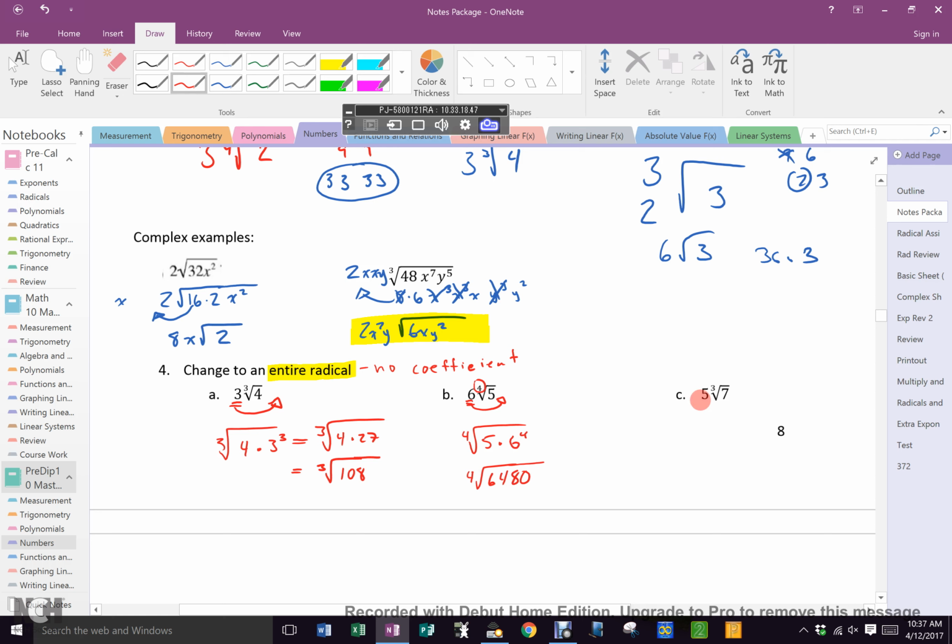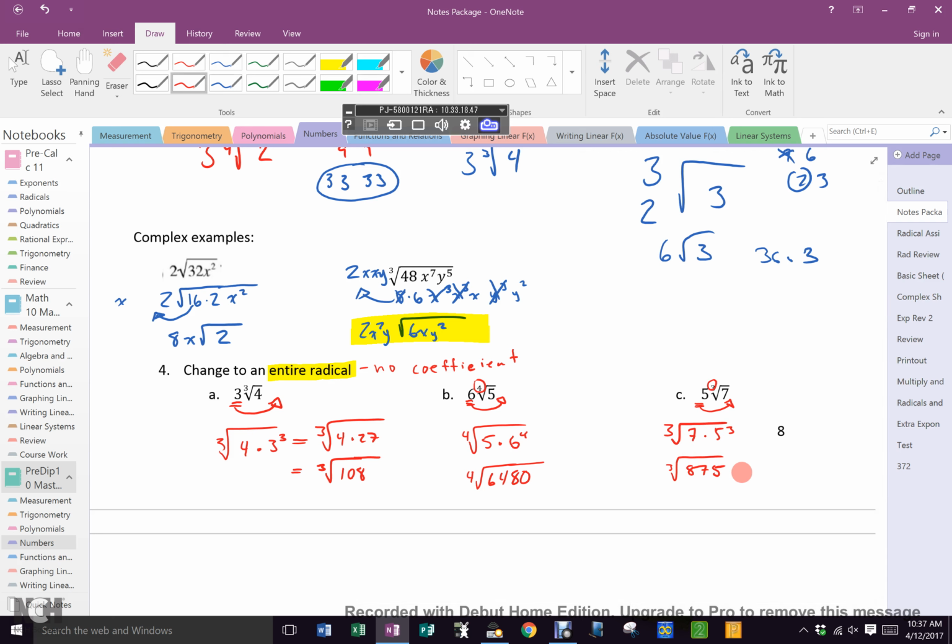Okay. If there's a 5 out there and it's a cube root, how many 5's are under there? 3. So this is the cube root of what? 7 times 5 cubed. 5 cubed is 125. 125 times 7 is 875. Everybody good?